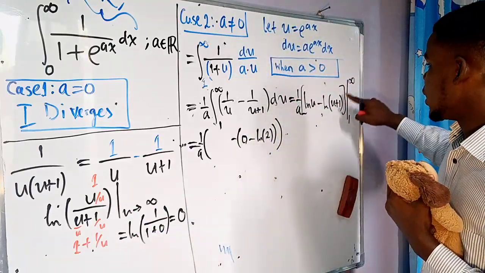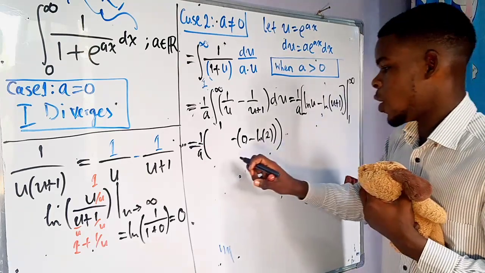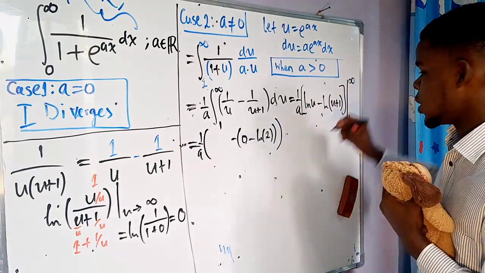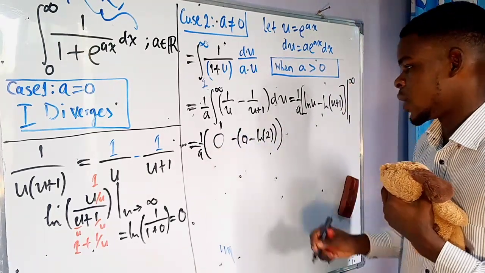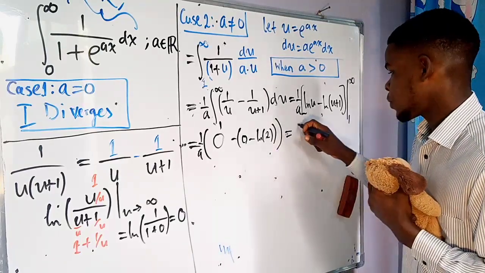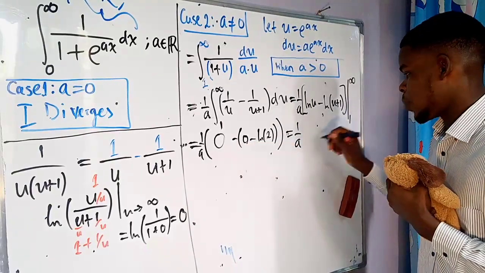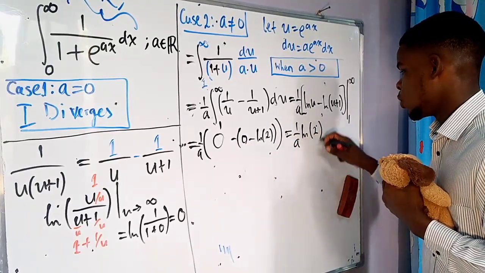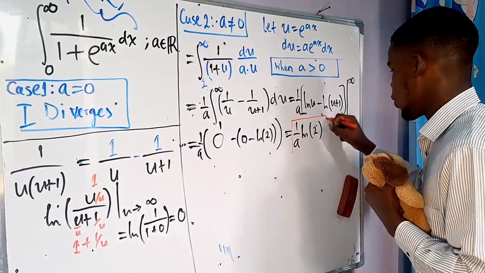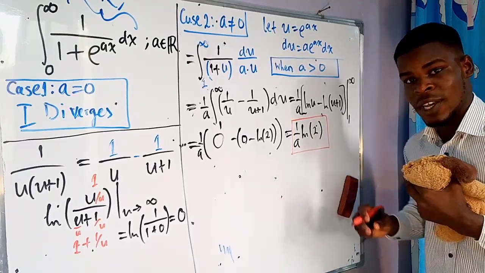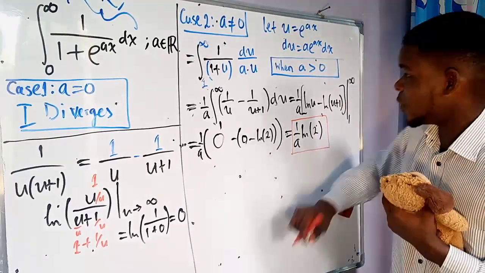So that tells us that as u approaches positive infinity, this difference approaches 0. So all in all, we are going to have 1 over a out. Then we have the negative of this, that will be positive natural logarithm of 2. And this right here is the result when a is positive. Take note, when a is greater than 0.